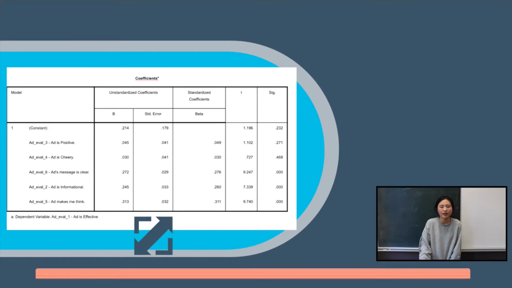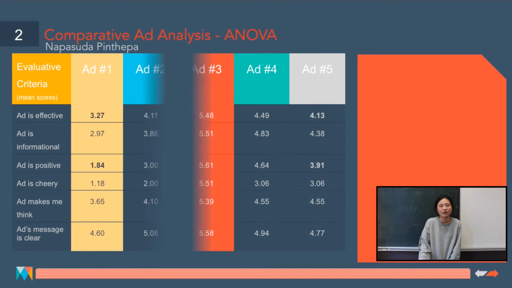The coefficients of ad positive and ad cheery have p-values of 0.271 and 0.468 respectively, which are greater than 0.05, so they are deemed insignificant at the 5% significance level. Therefore, we look at the top 3 important attributes, which are ad think, ad clear, and ad informational, in this presentation. Now let's move to Napasuda. She will talk about comparative advertisement.